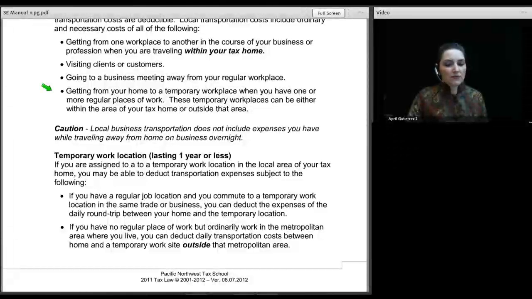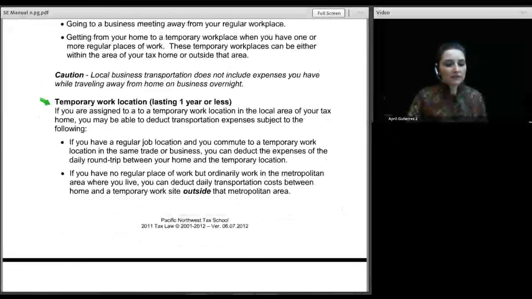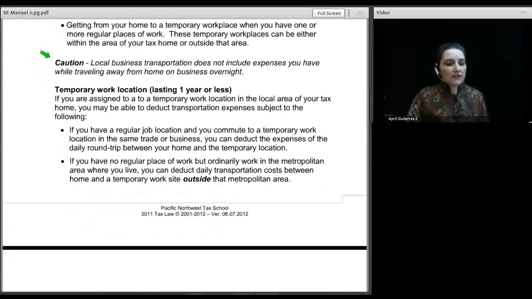These temporary workplaces can be either within the area of your tax home or outside of it. There is a caution right here that local business transportation does not include expenses you have while traveling away from home on business overnight. So the IRS essentially defines auto transportation, or travel by car that you own, into two categories. One of them is local, and the other is traveling away from home overnight. And the rules for each are different.